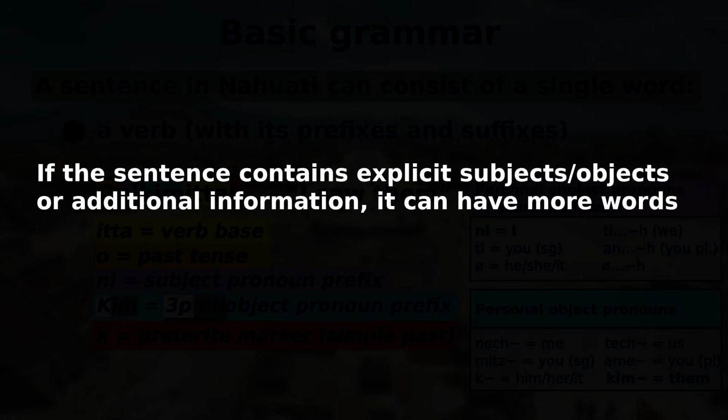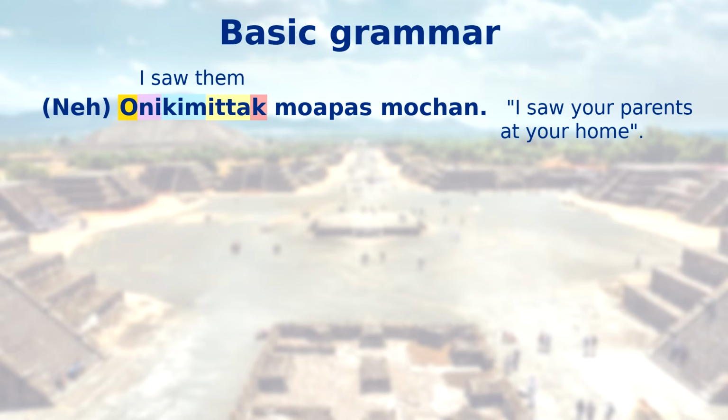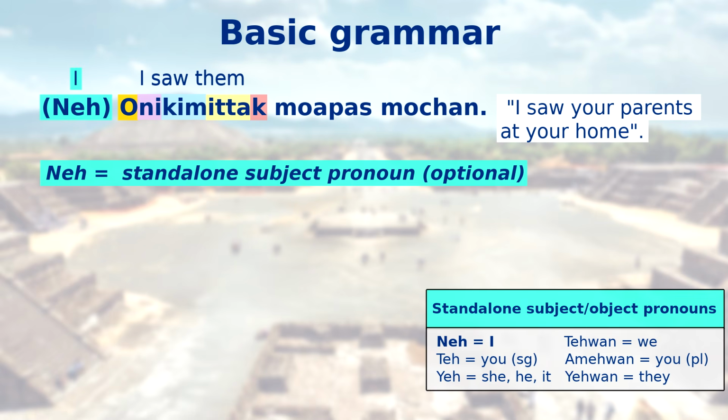If the sentence contains explicit subjects or objects or additional information, it can have more words. Ne o nikimita moapas mochan. This means, I saw your parents at your home. Ne is a standalone subject pronoun meaning I, which is optional. The subject pronoun prefix ni is attached to the verb, so the standalone pronoun isn't required.